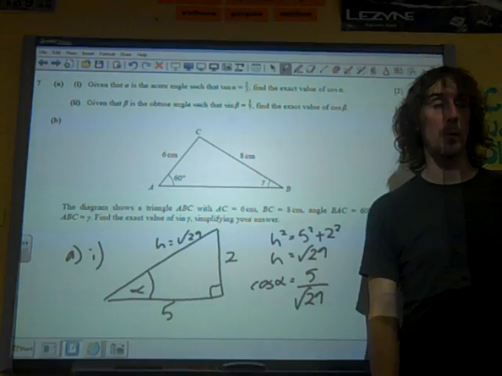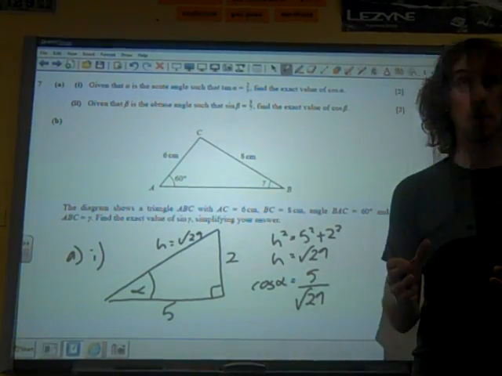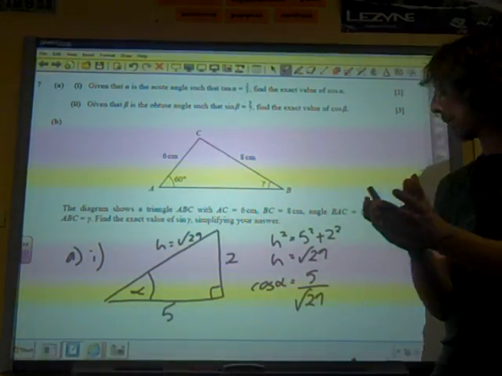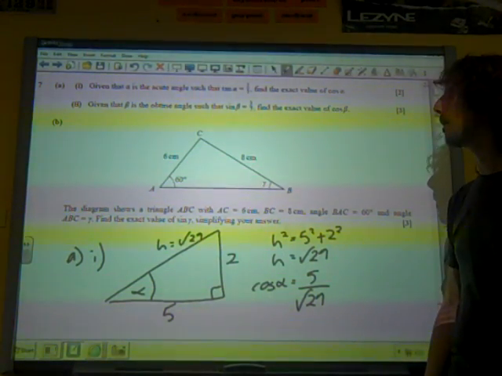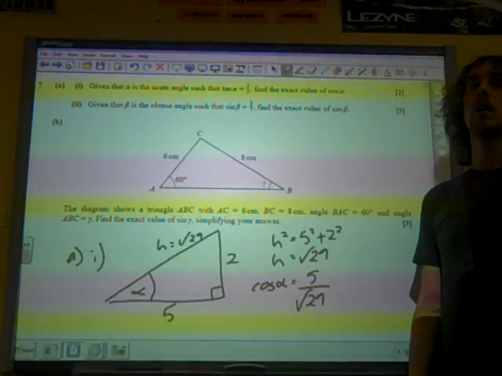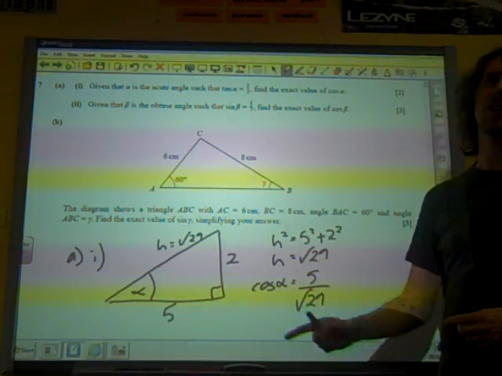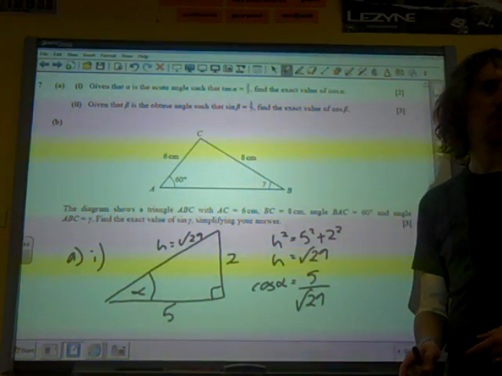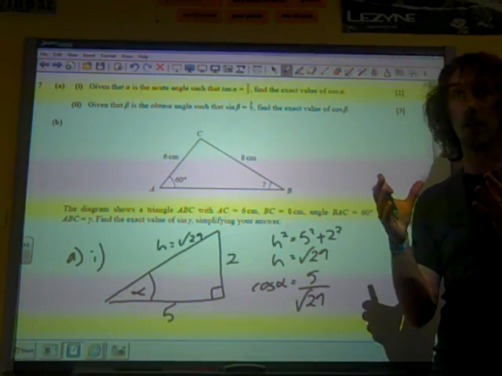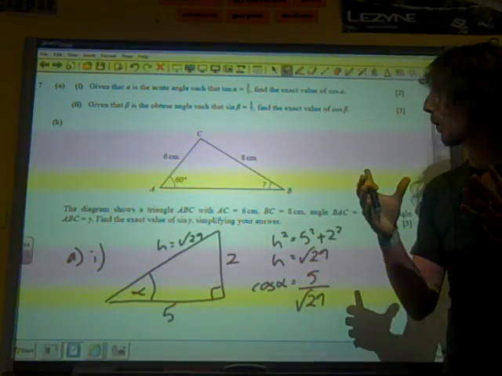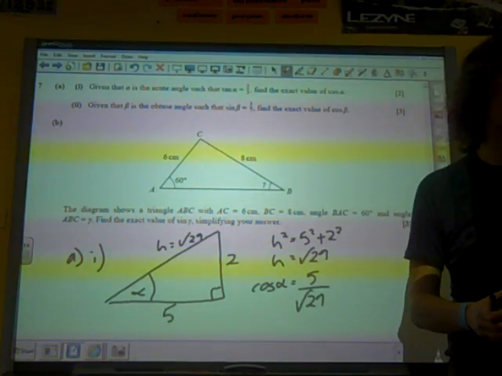Because it was an acute angle, we could keep it really simple, deal with the right angled triangle that it was all about, and just do it that way. And that's the easiest way to do part 1. Part 2 is about an obtuse angle. So the right angled triangles don't have obtuse angles in them, so we need to think about this in a slightly different way.